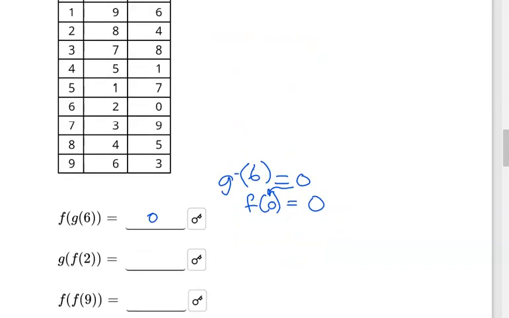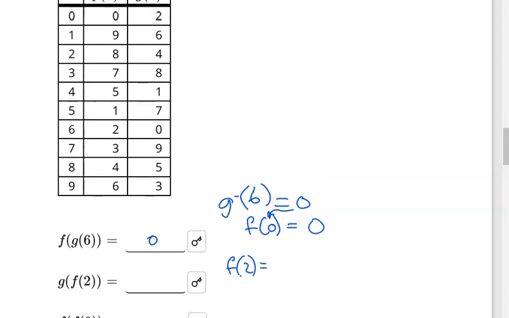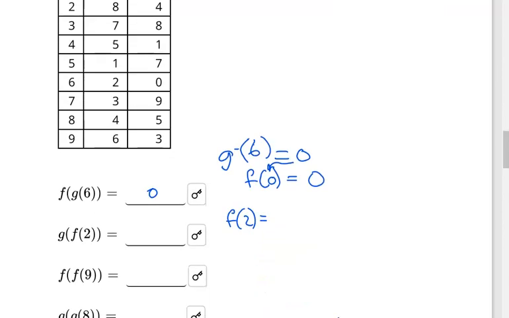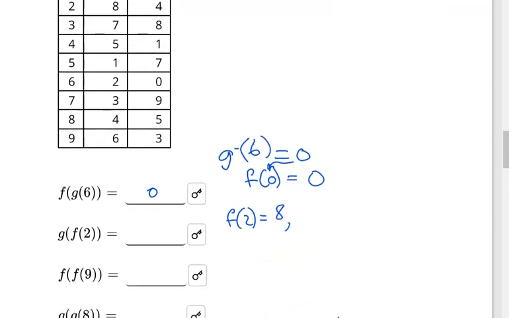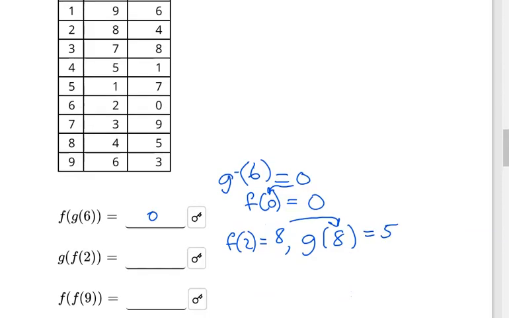g of f of 2. Well, we have to find f of 2 first and then put it inside. f of 2 equals, here's 2 coming in, f of 2 gives me 8. So f of 2 equals 8. So now I'm looking for g of 8, because f of 2 now goes inside of g. Because of that, we're looking for g of f of 2. g of 8, here comes 8. Output for g is 5. Put that here.